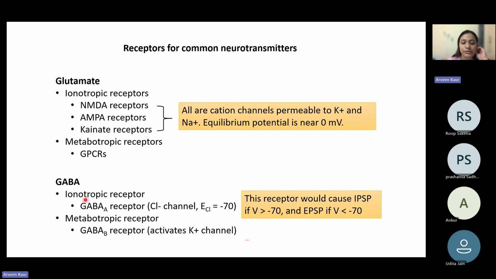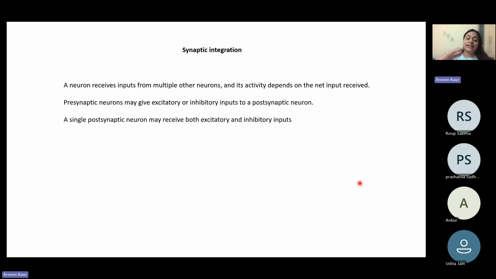It has an ionotropic receptor, that is the GABA-A receptor, which has an equilibrium potential closer to -70, right? And the other is the GABA-B receptor, which is a metabotropic receptor that activates the potassium channels. This receptor would cause an IPSP if the voltage was more than -70 and an excitatory potential if it was less than -70, right? So whether it is excitatory or inhibitory will also depend on the resting potential itself, right?